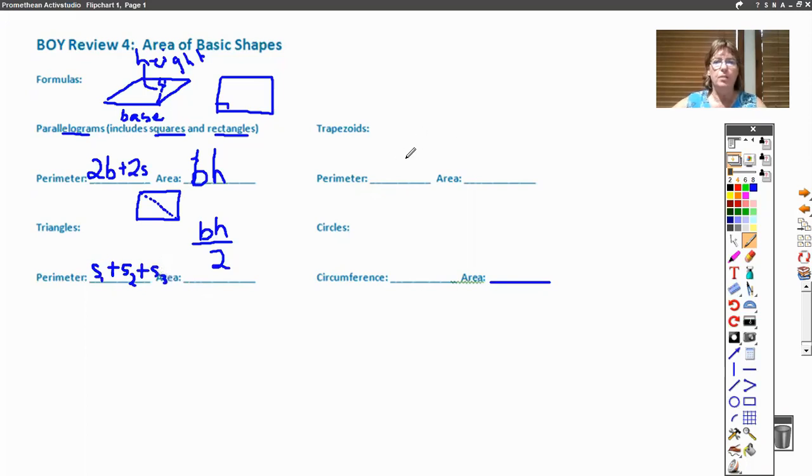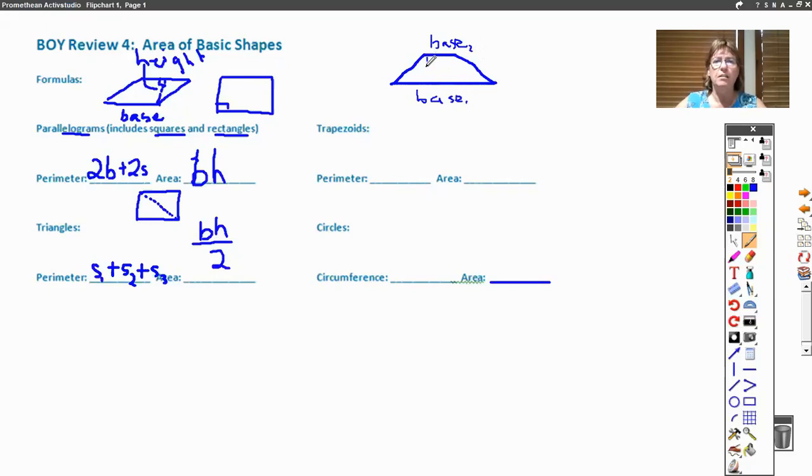When we get to trapezoids, trapezoids have one set of parallel lines. The other set are not parallel because the bases are not the same measure. So we call this one base 1. It doesn't matter which one you label as base 1 and base 2. I usually take the larger one as base 1, just out of habit, because most of the time when you see trapezoids, we usually see the longer base on the bottom.